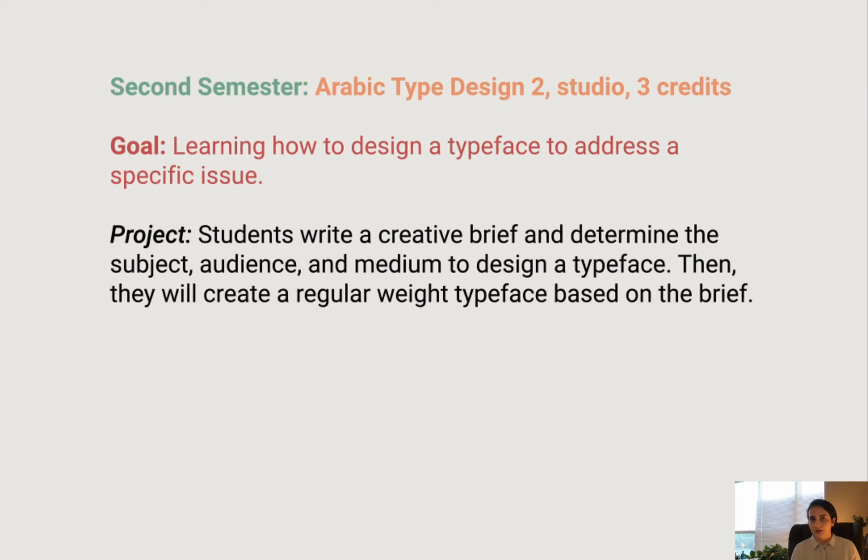Let's start the second semester. The first course of the second semester is Arabic Type Design 2. This is a studio course, has 3 credits, and the goal is learning how to design a typeface to address a specific issue. For the project, students write a creative brief and determine the subject, audience, and medium to design a typeface. Then they will create a regular weight typeface based on the brief.